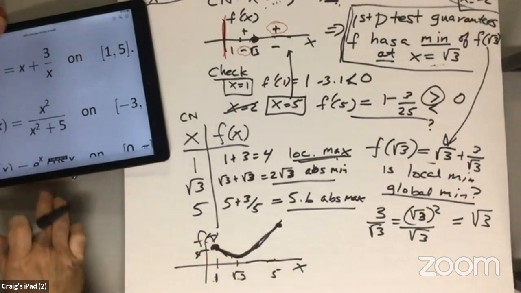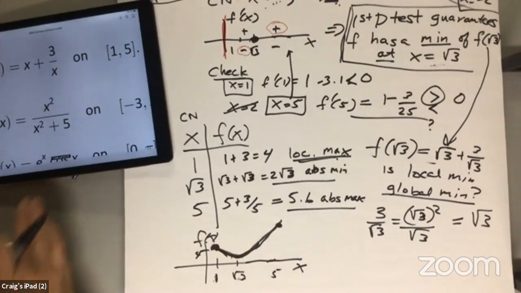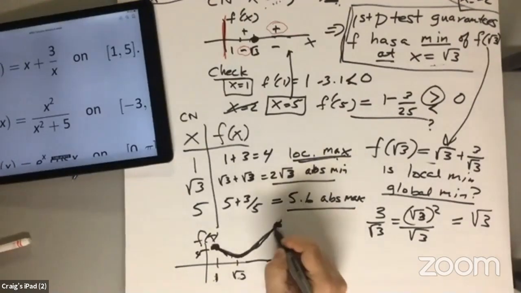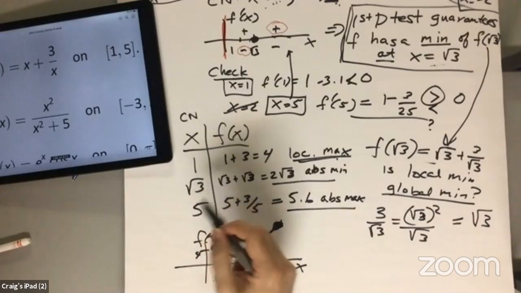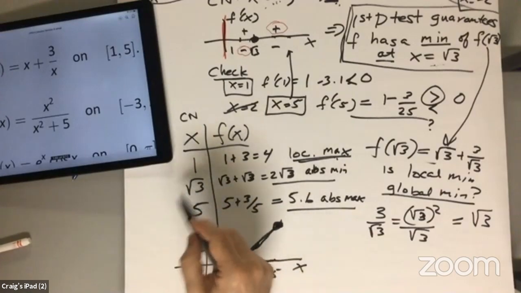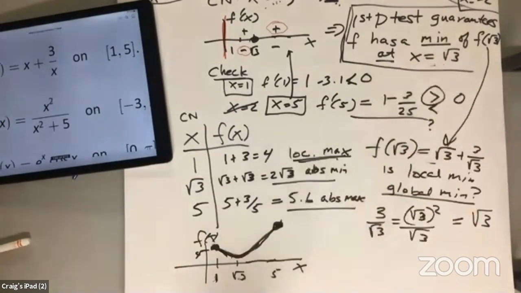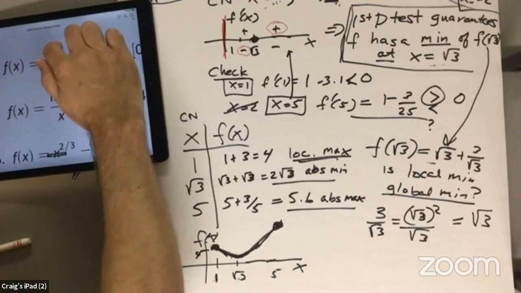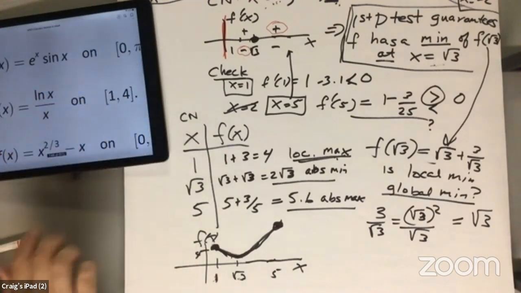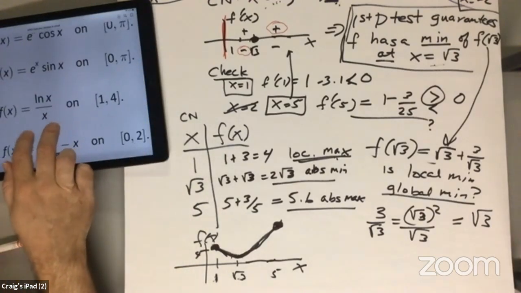Again, in a nutshell, that was a long, complicated explanation. But it also means you want to be careful about your endpoint maxes and mins, as well as your critical numbers inside where the derivative is 0 or doesn't exist. Any other questions about that whole thing? Okay. Well, go ahead and interrupt me if you think of anything. But aside from that, I'll go on to this one.